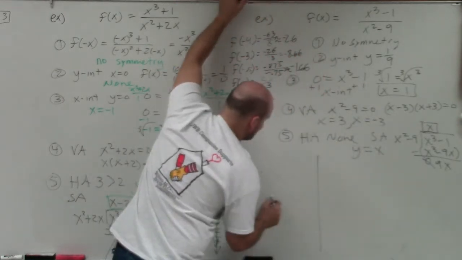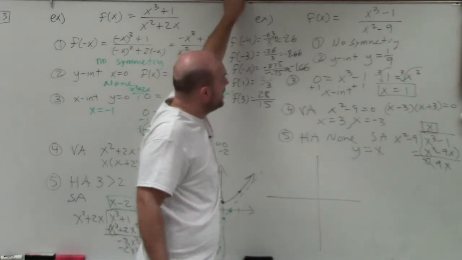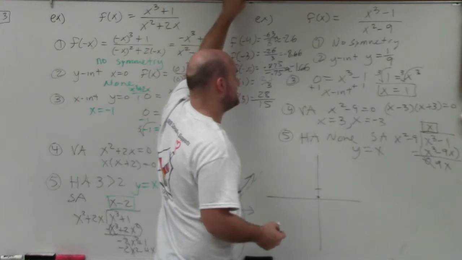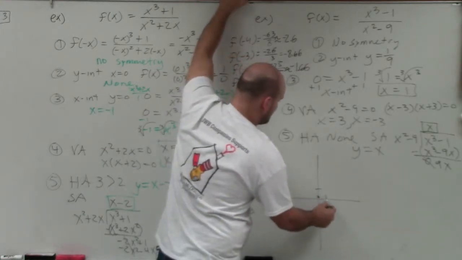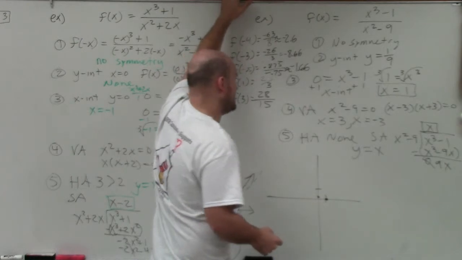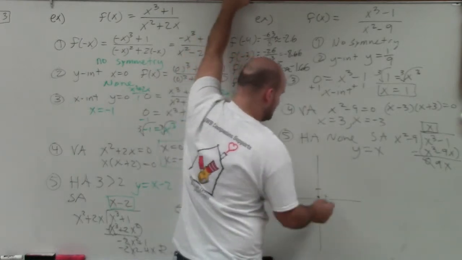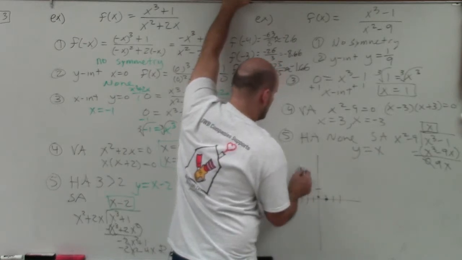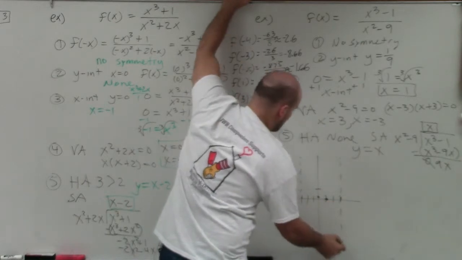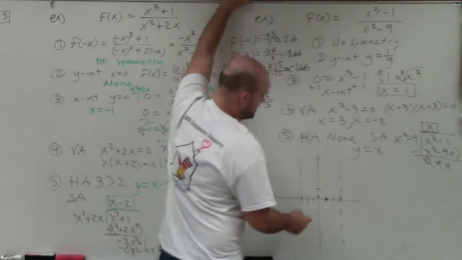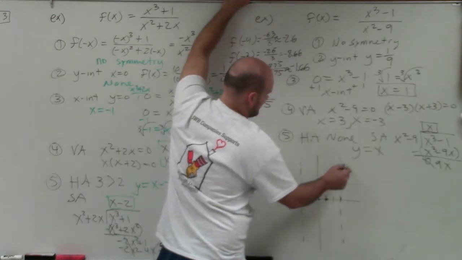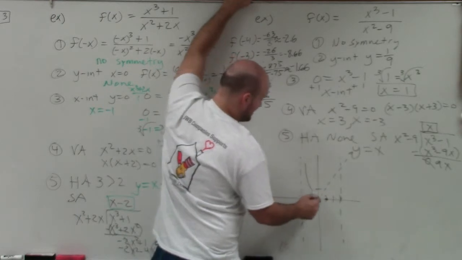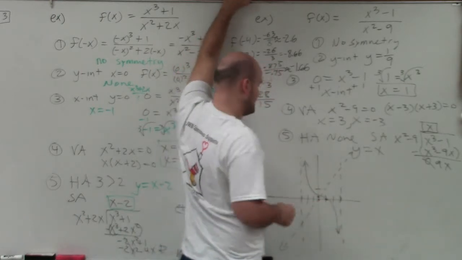So let's go and graph this one. Again, there's no symmetry. We have a y-intercept at 1/9 and an x-intercept at positive 1. We have vertical asymptotes at positive 3 and negative 3. And we have a slant asymptote at y equals x. OK, well, we have 2 points here. I can decide that it's probably going to take the form of a cubic.